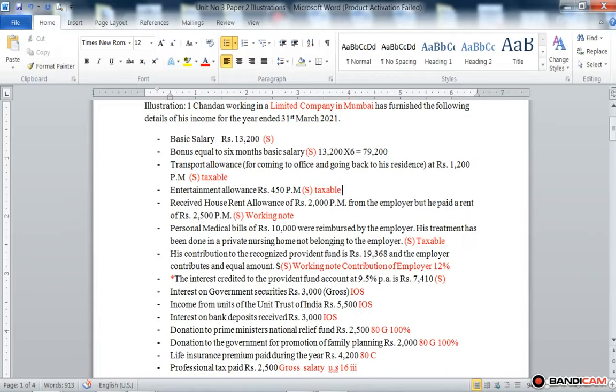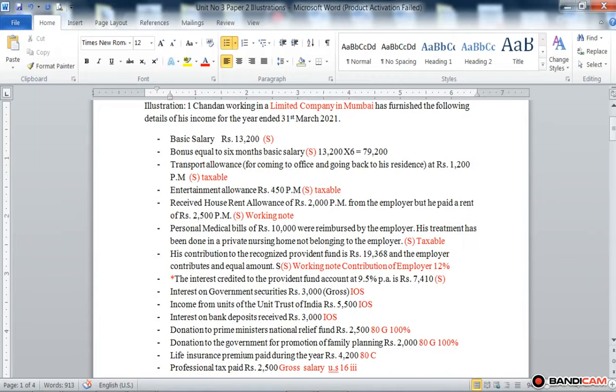त्याच्यानंतर पर्सनल मेडिकल बिल आहे 10,000 ते देतो एम्प्लॉयर, टॅक्सेबल आहे. आता इतर 2 पार्ट आहेत, कॉन्ट्रीब्युशन टू RPF. पहिल्यांदा एम्प्लॉयरचं कॉन्ट्रीब्युशन राहील टॅक्सेबल, एक्झम्प्ट राहील 12%, रिमेनिंग टॅक्सेबल. आणि एम्प्लॉईचं म्हणजे चंदनचं जे कॉन्ट्रीब्युशन आहे ते 80C च्या अंतर्गत डिडक्शनसाठी अलाउड राहील. So contribution of employee to recognized provident fund is allowed for deduction under section 80C. So whole of the amount is allowed for deduction from gross total income.